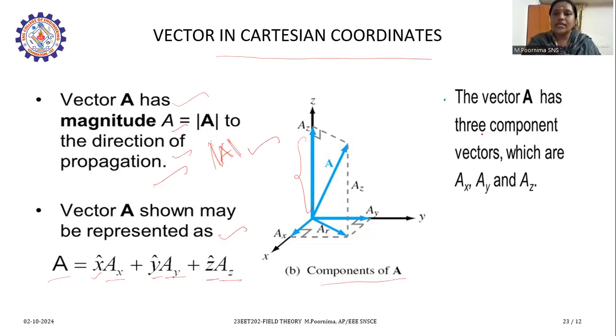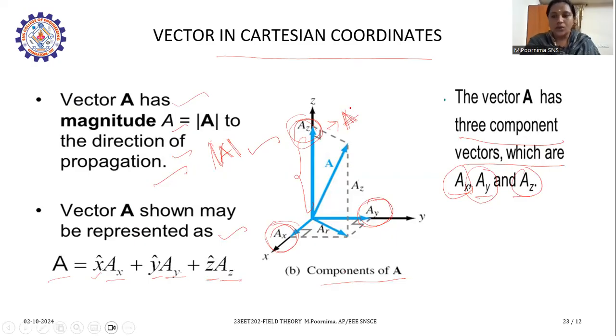The vector A has three components along x, y, z, which are ax, ay, and az. Here is ax, this is ay, and this is az. These are the three components of vector A.